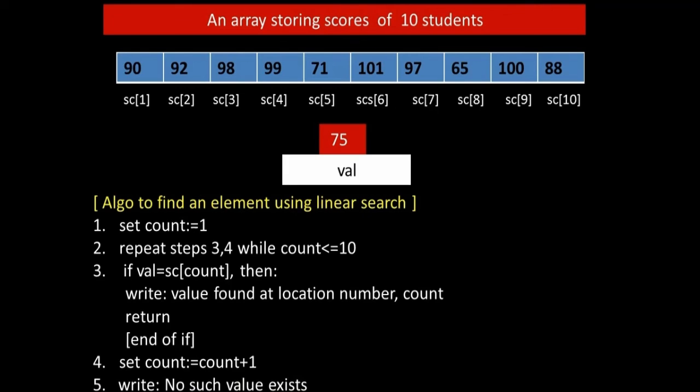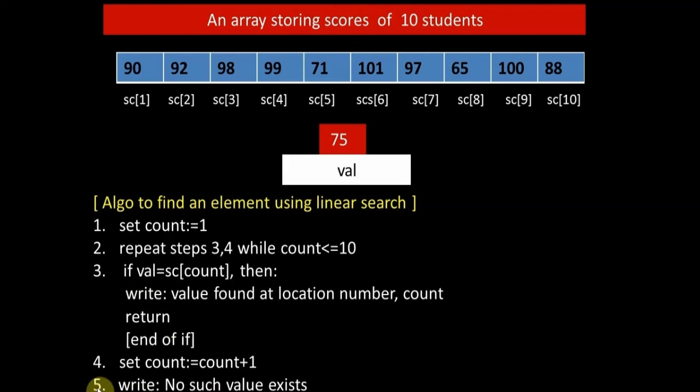Students, let me make it very clear that if the value happens to be present in the array, that means the search is successful. There is no question of your control coming to step number 5. Why? Because in the case of success, this condition will be true and the control will return back to the calling algorithm. This algorithm will be left and the return statement will take the control back to the calling algorithm. So it will not come to this step, no such value exists, right?